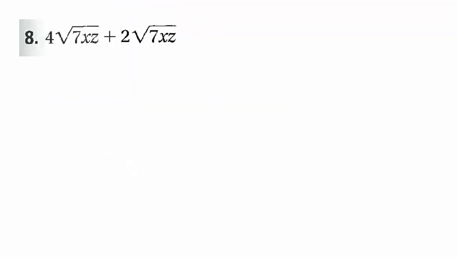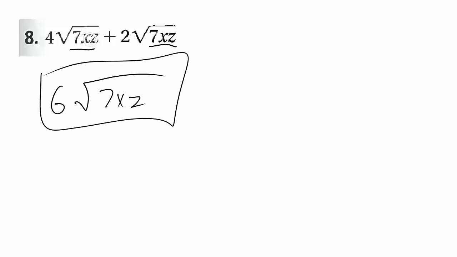For number 8, I notice that the radicals are exactly the same already. So 4 potatoes plus 2 potatoes is just 6 potatoes. So we just get 6 on the square root of 7xz. Remember that we never combine, like you're not going to get the radical of 14x squared z squared or anything like that, because we don't do it for anything else. If you take 4 centimeters and you add 2 centimeters, you get 6 centimeters. And that's it. So just think of this as 4 units plus 2 units gives you 6 units.